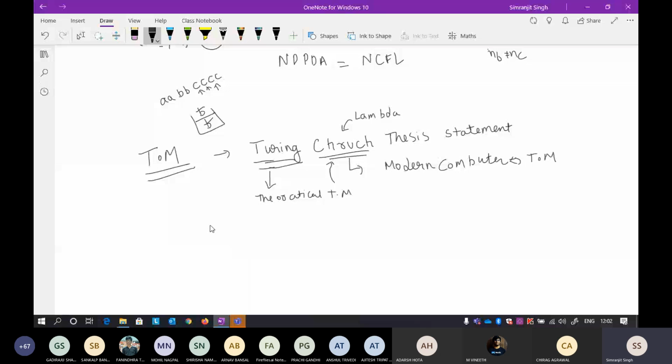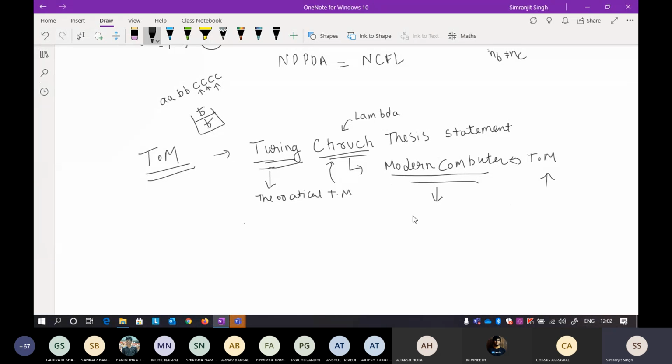Now the statement goes like this, in an informal way, since the formal notation is a little bit difficult: any problem that is solved by a modern computer can also be solved by a Turing machine.